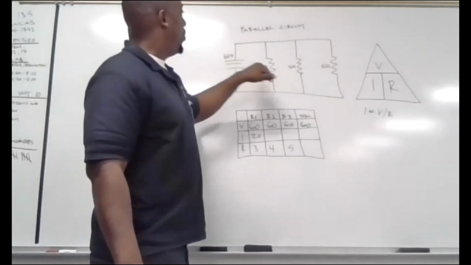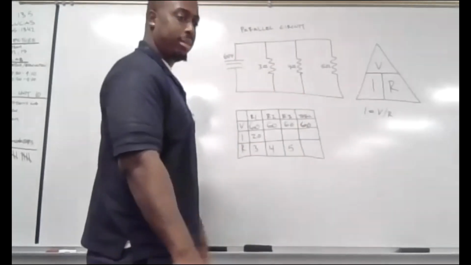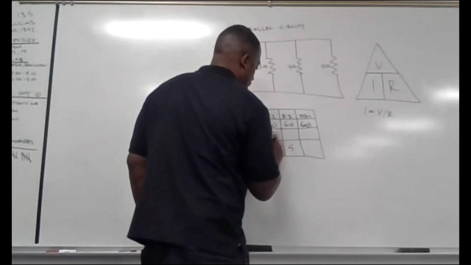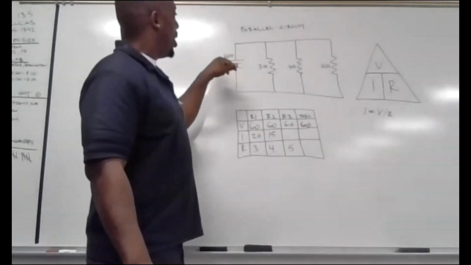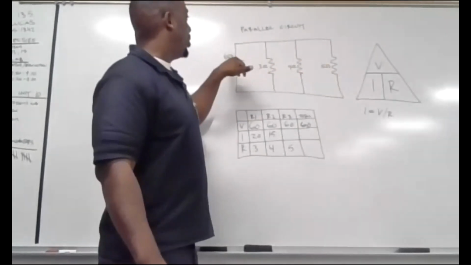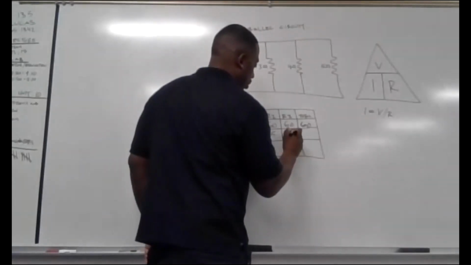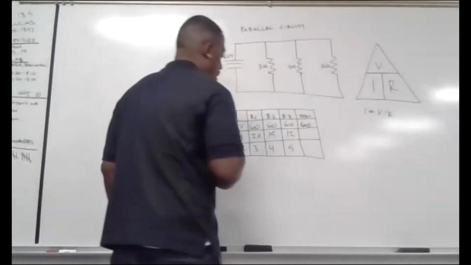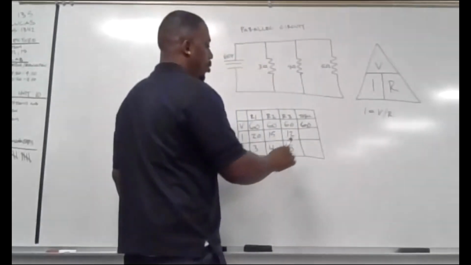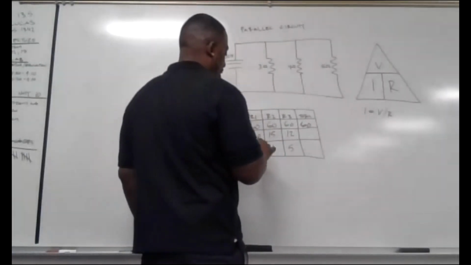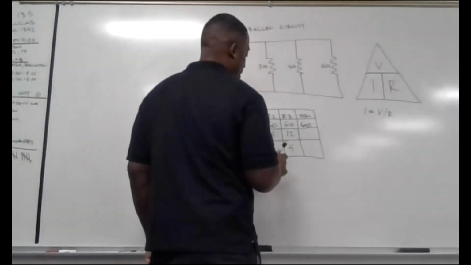Then over here we got a 4, so 60 divided by 4, that's going to give us 15. So we're going to put our 15 right there. And then one more time, we got a 5 on this load, so 60 divided by 5, that's going to give us 12. And so our total over here will just be added up. So that's going to be, what is that? 47.